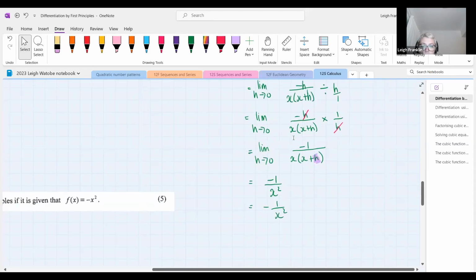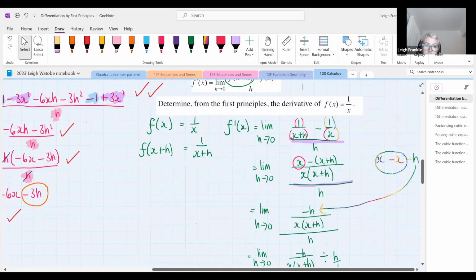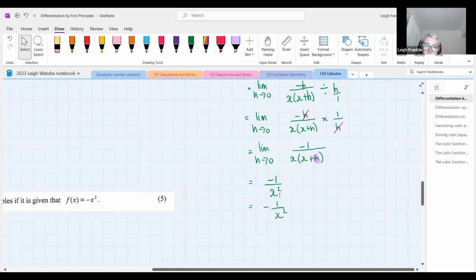Okay, and there's our final answer. So what you are left with is an expression that allows you to calculate the gradient at a particular point on a function. If you know what the x coordinate at that point is, you can work out the gradient of that particular line.